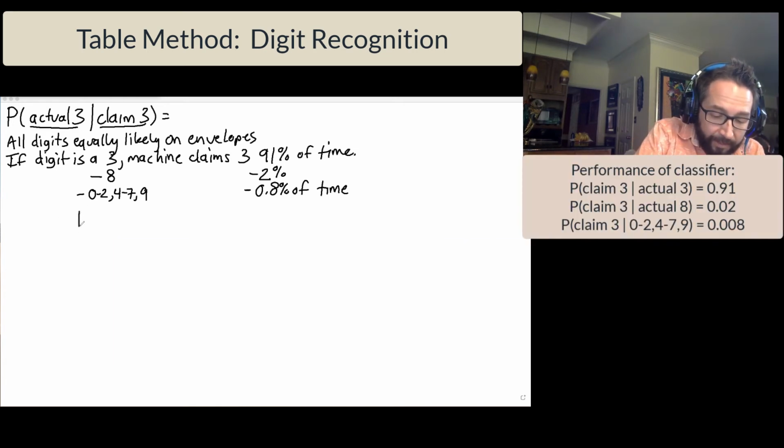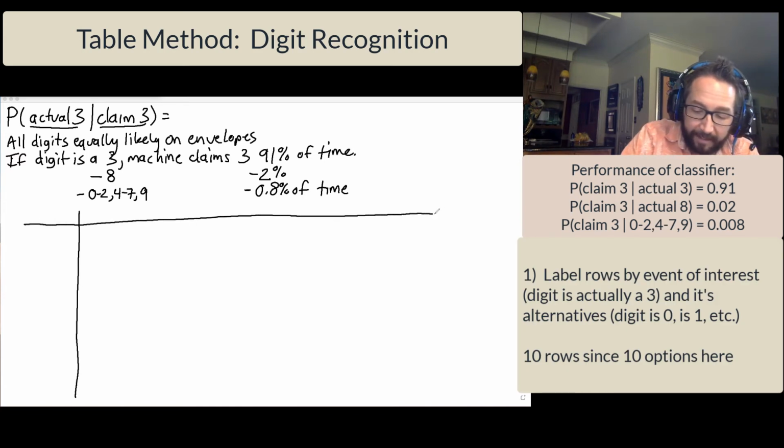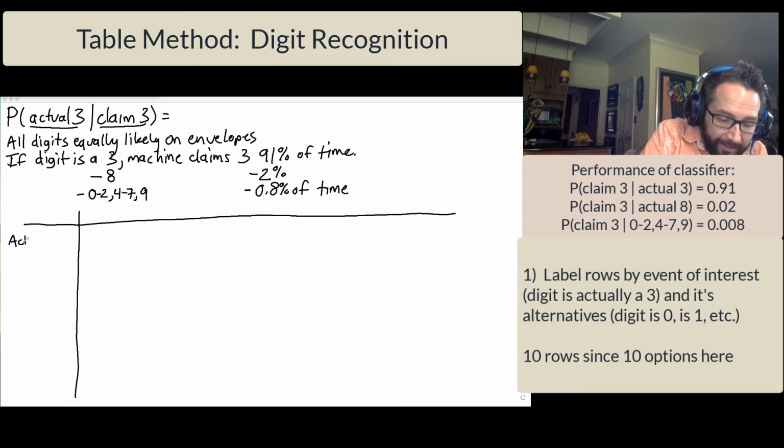So once again, I'm going to draw a table, and I'm going to label the rows over the event that interests us, namely that the digit is actually a 3. One of these rows will be devoted to the digit actually being a 3. The other rows I'm going to label as the other possibilities of what it might turn out to be. It could be a 0, a 1, a 2, a 3. So I'm going to label these rows that the digit is actually a 0, actually a 1, 2, 3, 4, 5, 6, 7, 8, and 9.